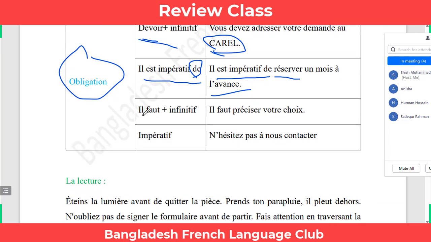And il faut plus infinitif. So in French, this il faut is the only translation, only impersonal conjugation, I should say.